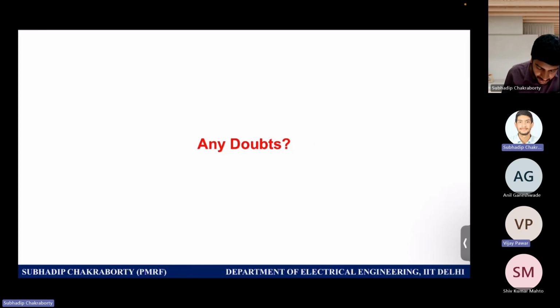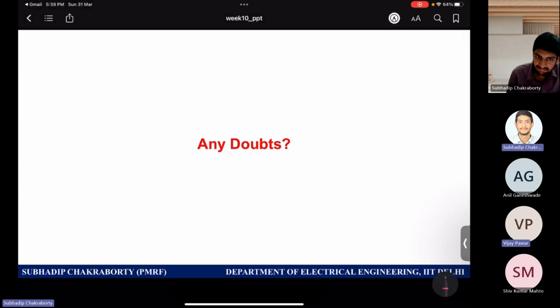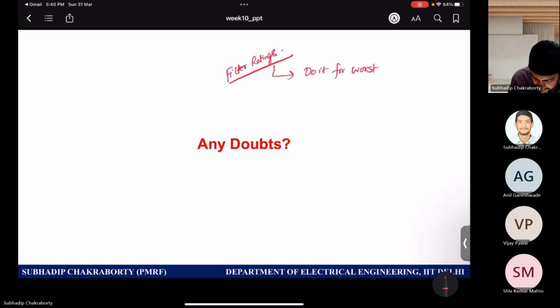Okay. So first of all, I want to ask if any doubts are there from the previous week numericals. Someone was asking about the harmonic component calculation. One thing I want to tell you: whenever you calculate any filter current ratings, you need to calculate it for the worst possible scenario. Do you understand that? What I mean by worst possible scenario is the situation for which the filter current will be maximum. Because if you don't design the filter for that condition, then your filter's current rating will be violated, and during that condition your operation will fail. Do you understand that?